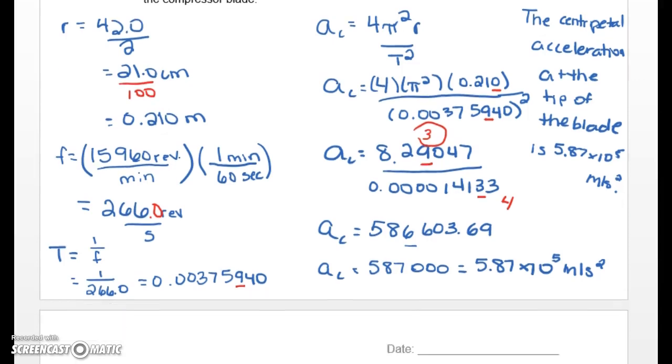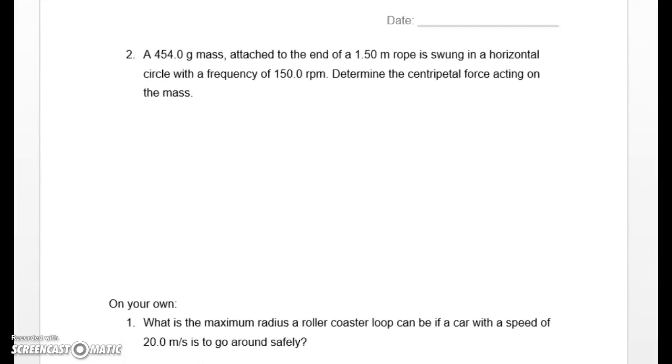Alright, so let's move on to our last example. And so this one here, we're going to use that centripetal force equation that we had come up with in the previous video. So a 454.0 gram mass attached to the end of a 1.50 meter rope is swung in a horizontal circle with a frequency of 150.0 revolutions per minute. So here we're going to determine the centripetal force acting on the mass.